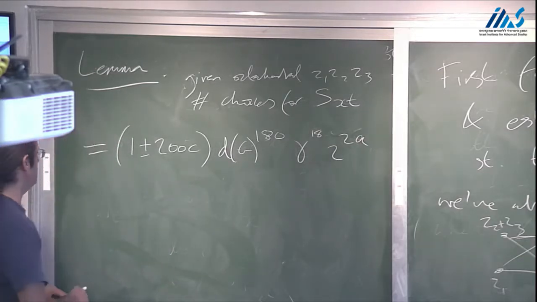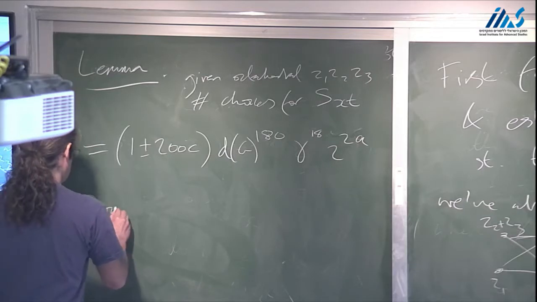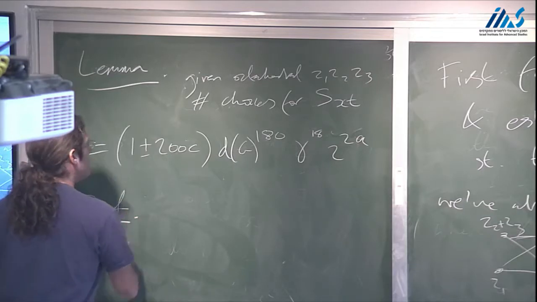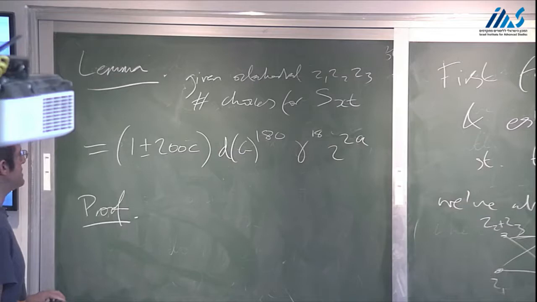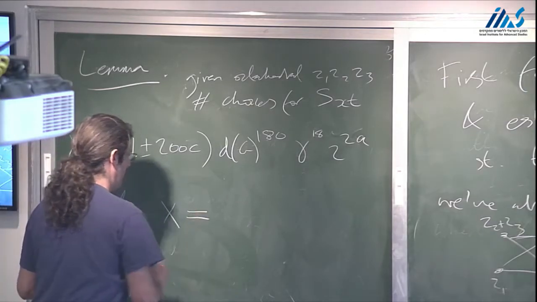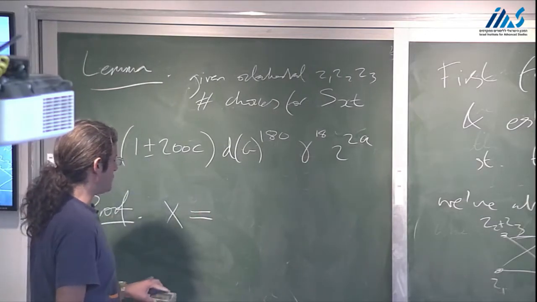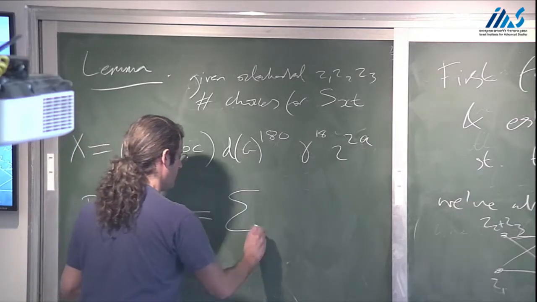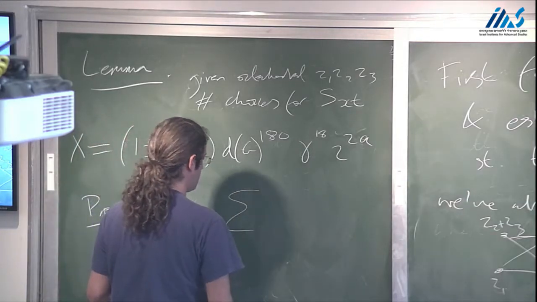Okay, so proof. So let's call it something x. So we write x is a sum of various ways in which, so let's write it as a sum of some events.